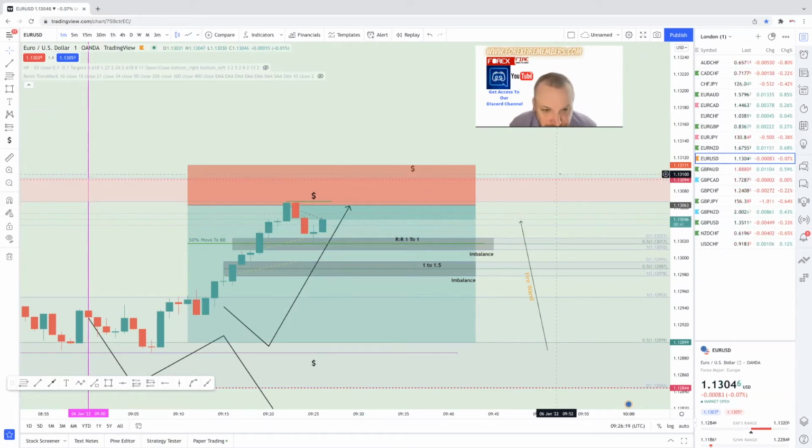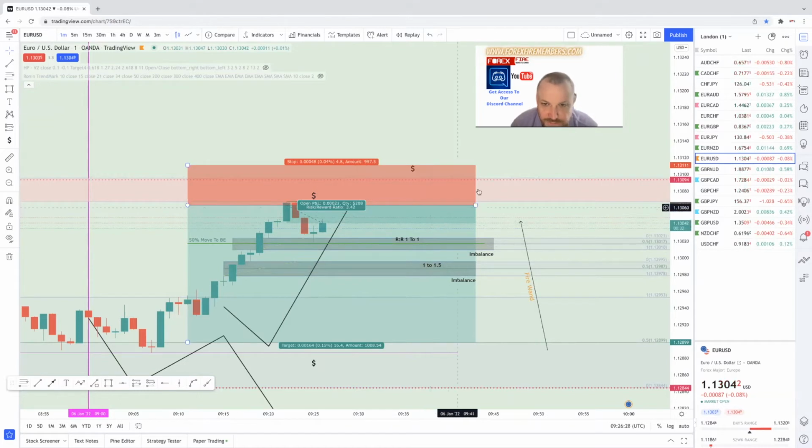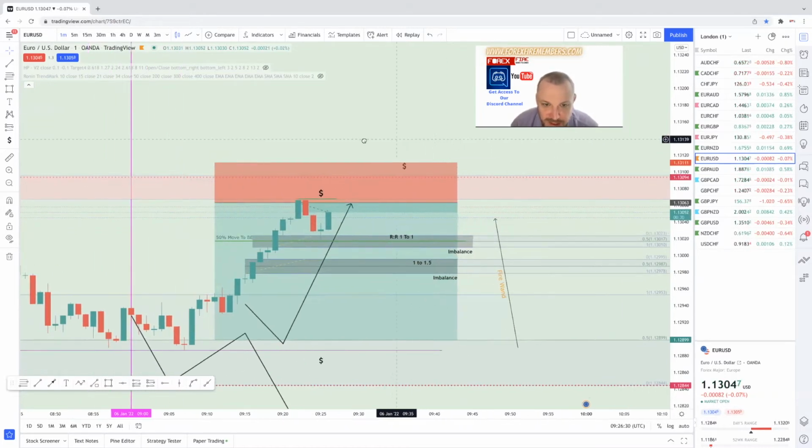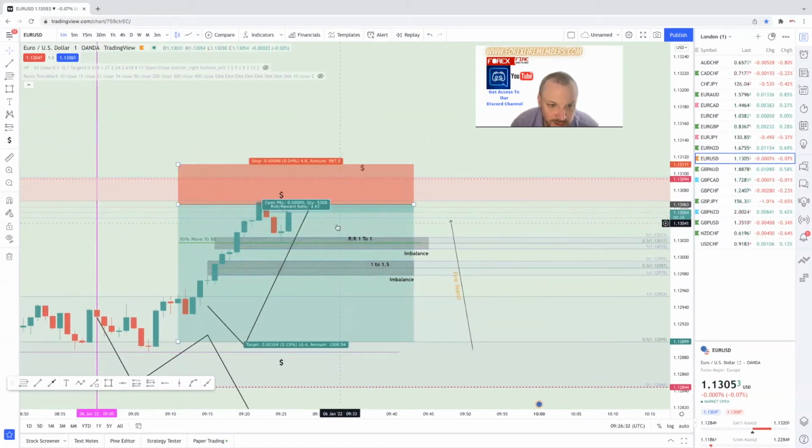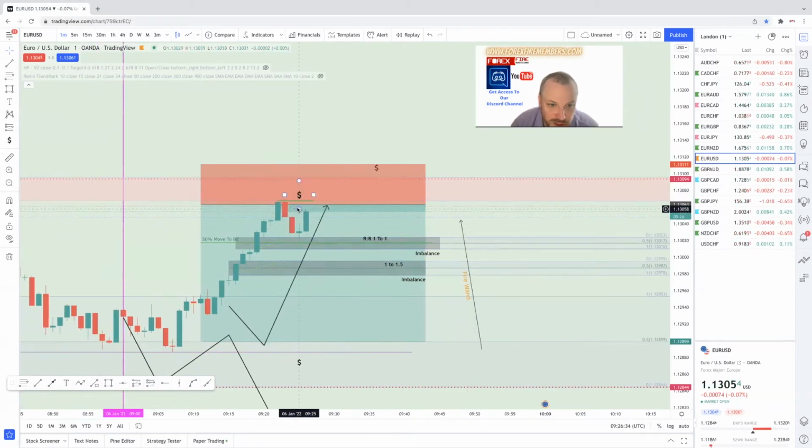Let's take a look. We'll pause the video. We'll be back in a moment. And then in fact, no, wait there, we're getting the push now. We're getting the push. Are we going to get the break of liquidity on this higher side?